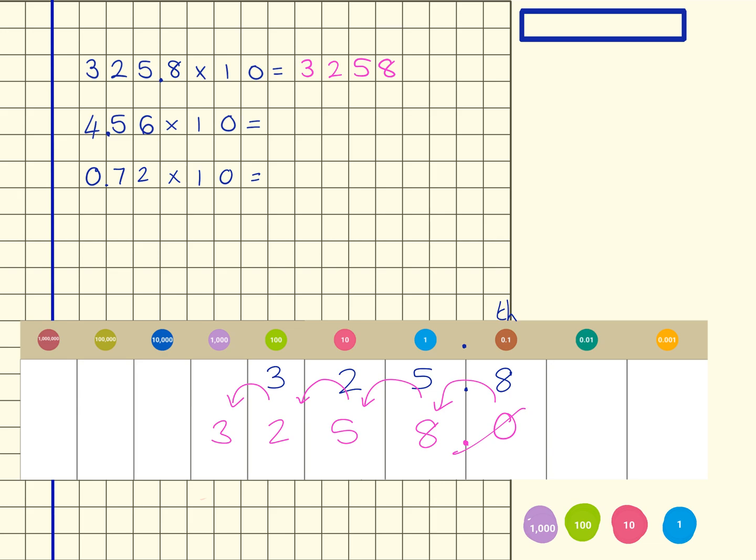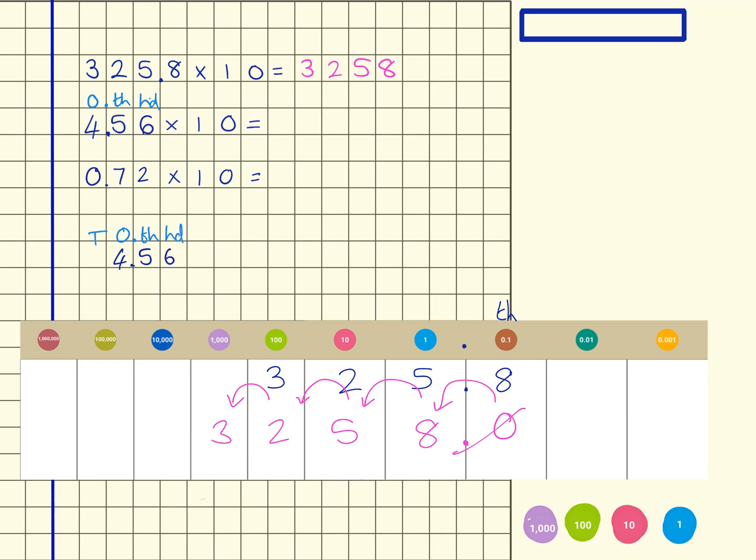Okay, so we're going to use the same method here with 4.56. So instead of using the place value columns at the bottom here, I'm going to label my place value columns. So these are ones, decimal point, and I've got tenths and hundredths. And I'm multiplying by 10, so I am going to write my place value columns down here. So I've got ones, tens, and then I've got my tenths and my hundredths, and I'm going to write that number in.